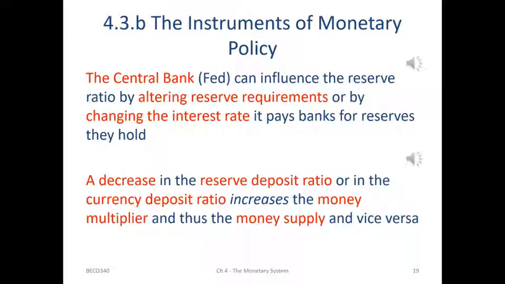The instruments of monetary policy. The central bank, or the Fed, can influence the reserve ratio by altering reserve requirements or by changing the interest rate it pays banks for reserves they hold. A decrease in the reserve deposit ratio or in the currency deposit ratio increases the money multiplier and thus the money supply, and vice versa.